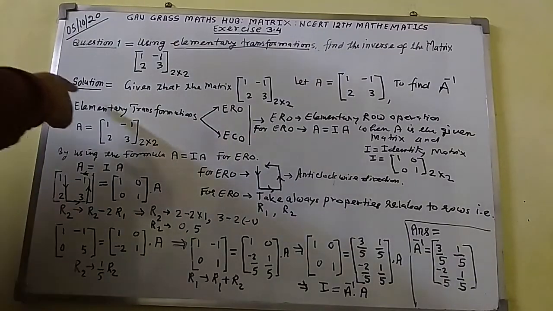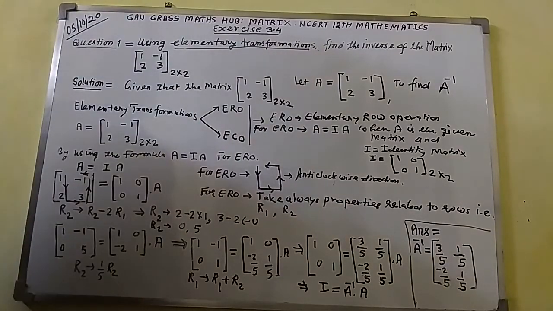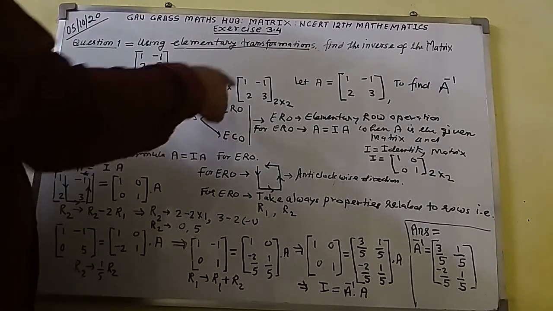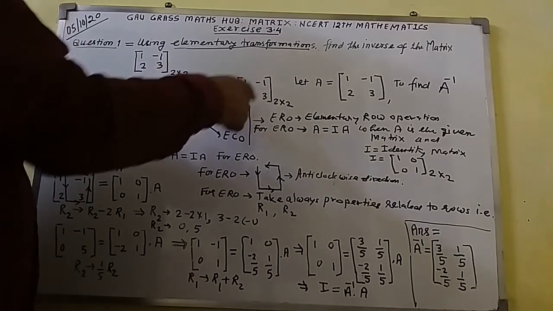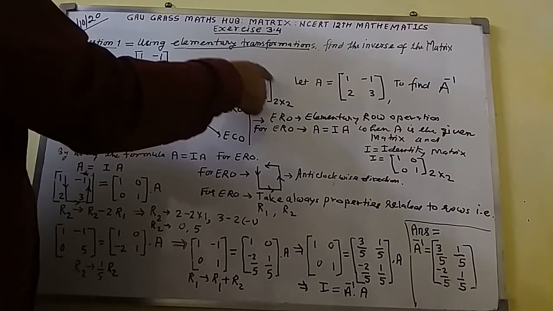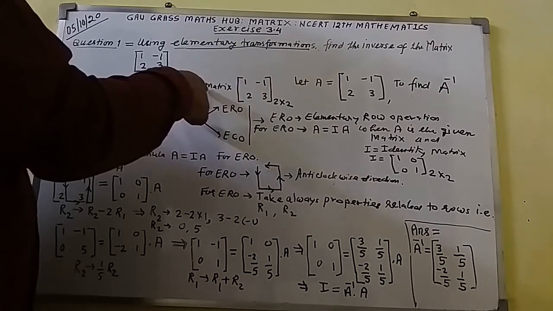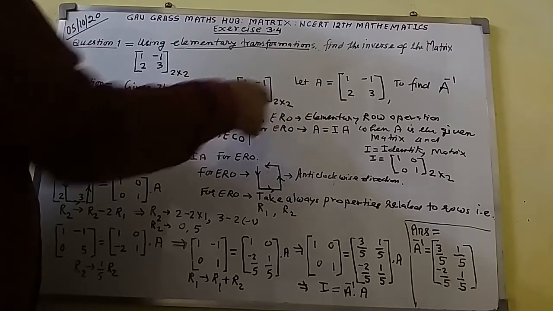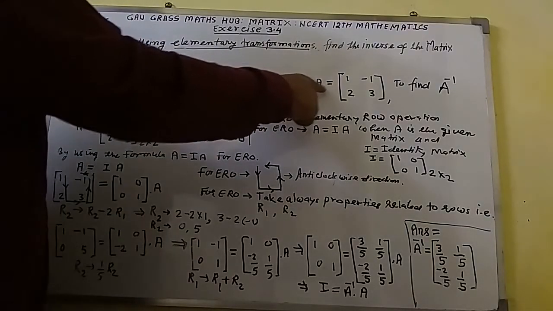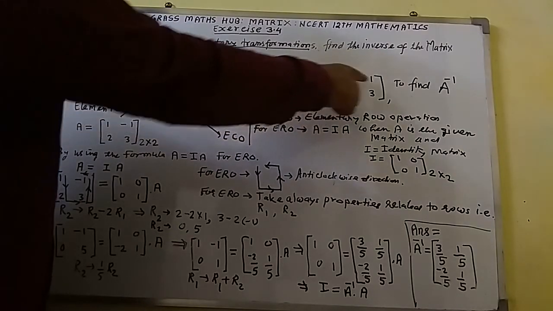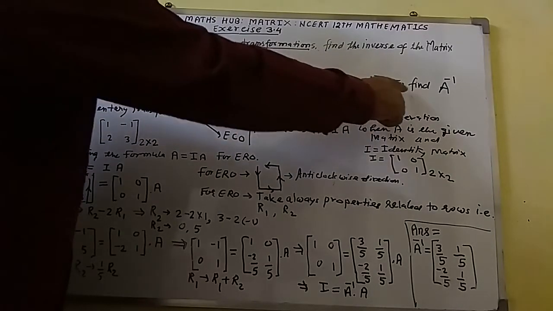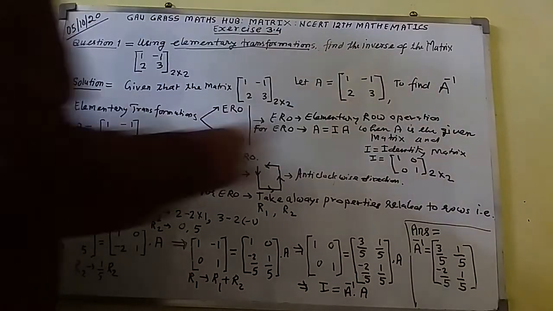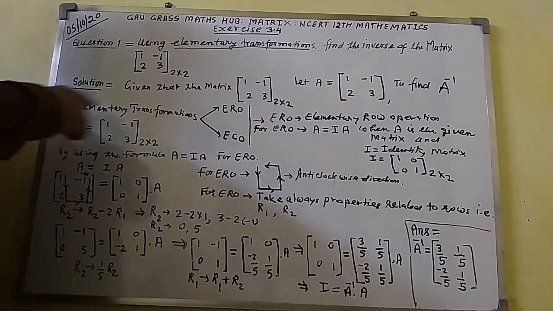So here I have written the solution. Given that matrix, opening of square bracket 1, minus 1, 2, 3, closing of square bracket. The given matrix is of order 2 cross 2. Here I have let A equal to [1, -1; 2, 3]. What you have to do? Find A inverse using elementary row operations.